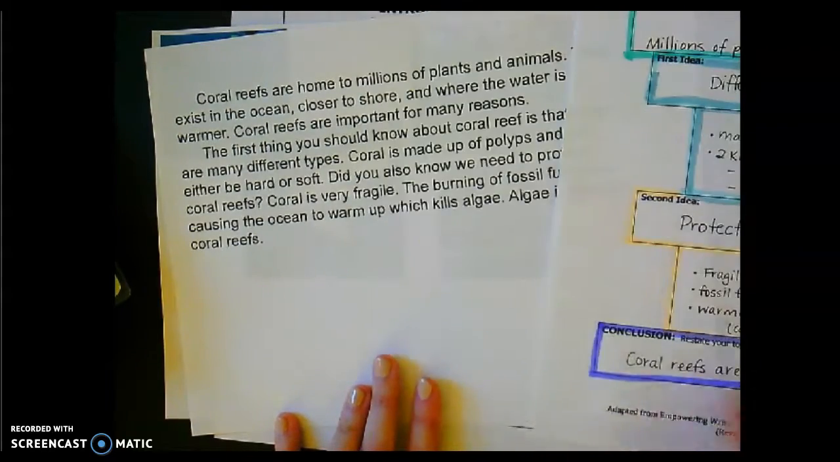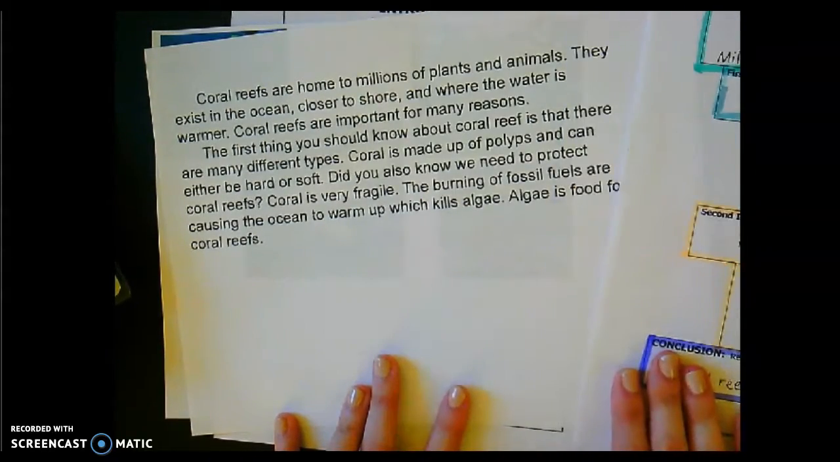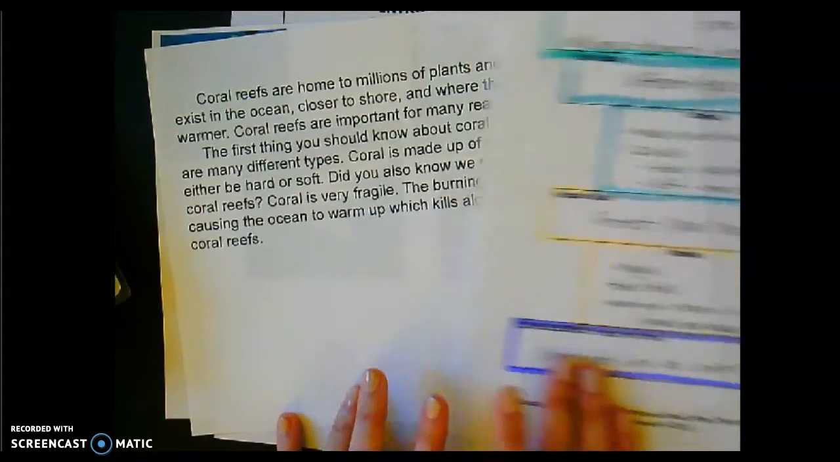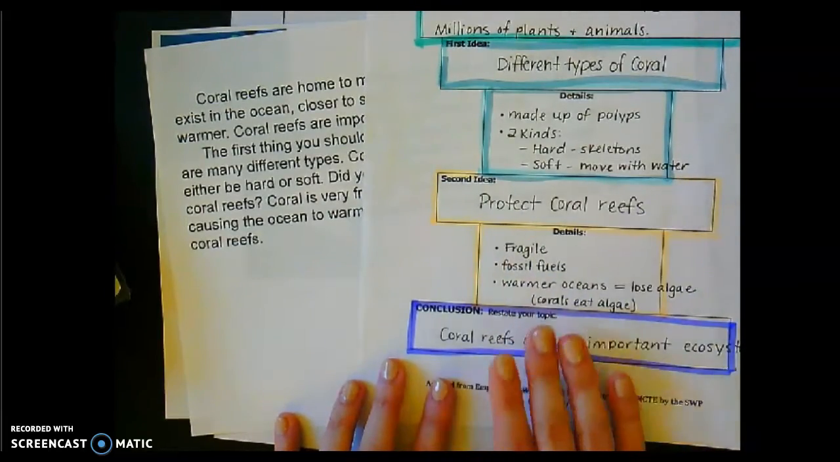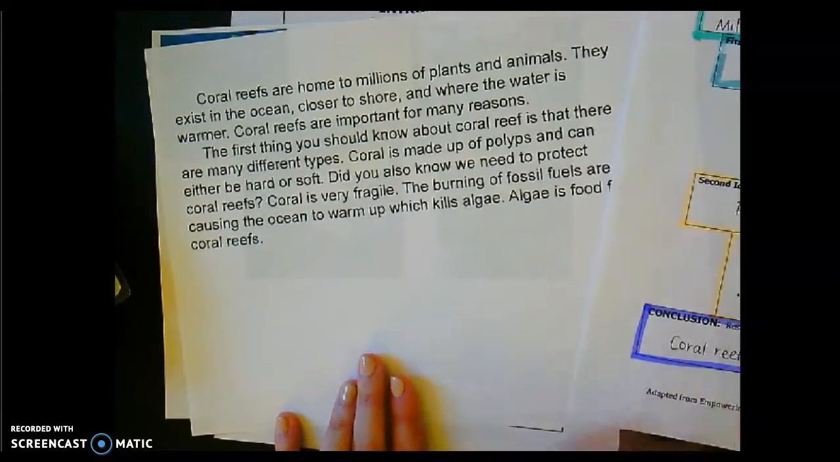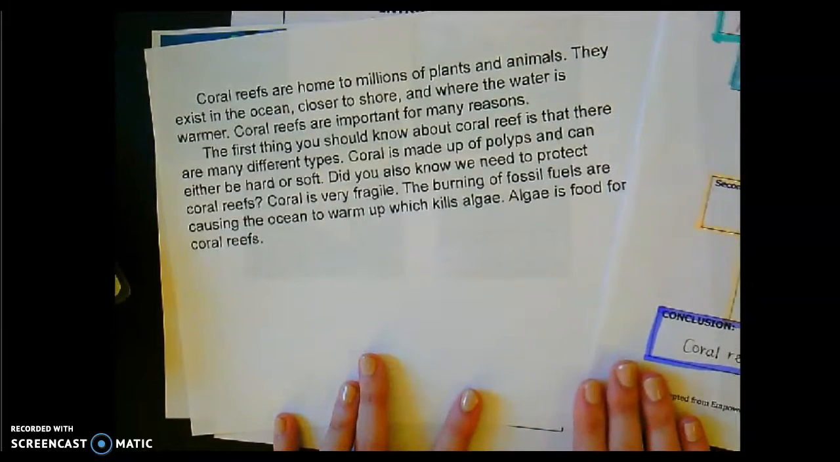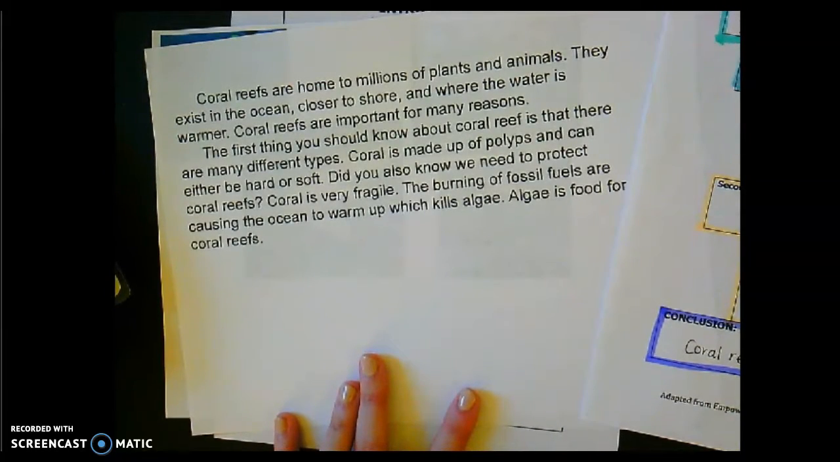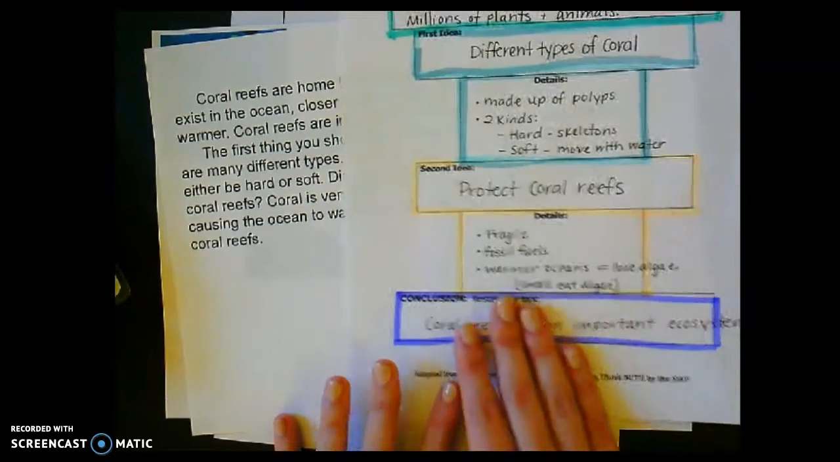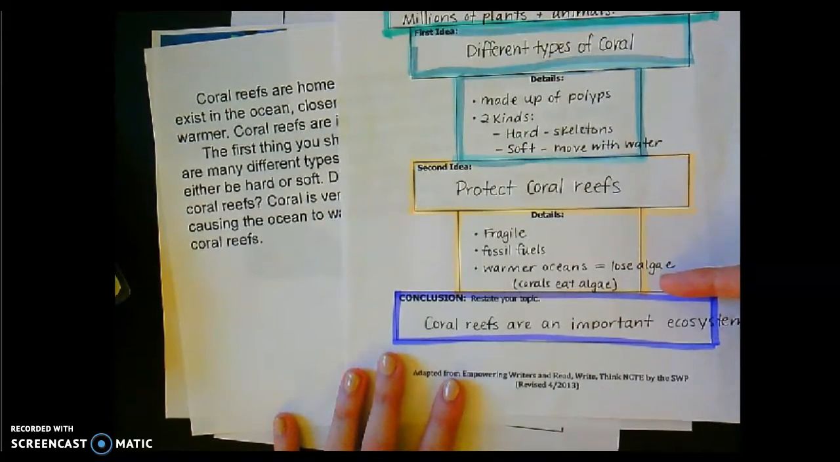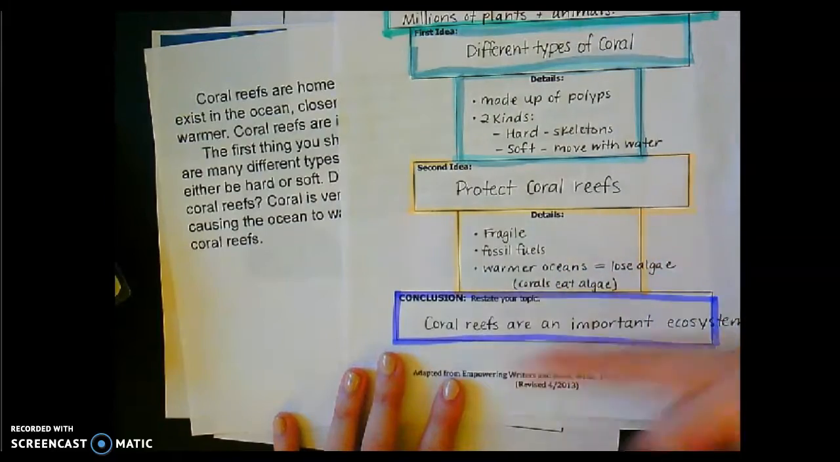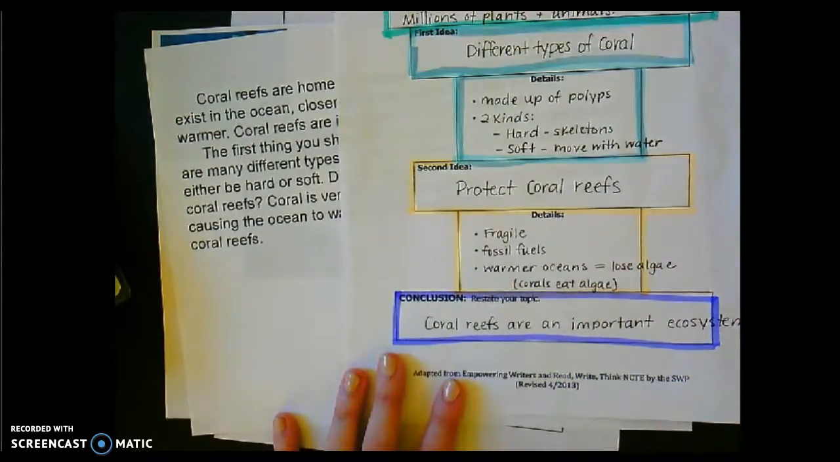Okay. Did you also know we need to protect coral reefs? Protecting coral reefs was my second idea. Coral is very fragile. The burning of fossil fuels are causing the ocean to warm up, which kills algae. Algae is food for coral reefs. So I used some of my facts. I wasn't able to use all of them, but some of them in the second idea portion of my writing.